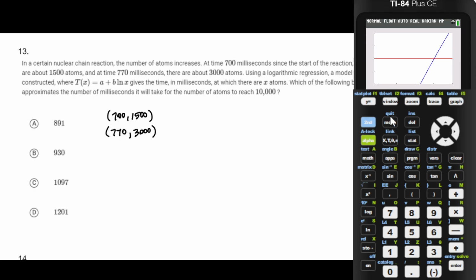We are going to calculate the intersection between blue and red. We're going to give it a guess, even though there's only one intersection. I'm going to go nice and close. And we get 1,201, which was answer choice D.